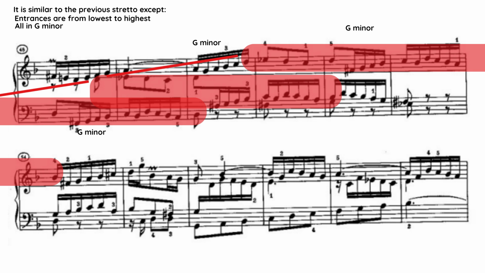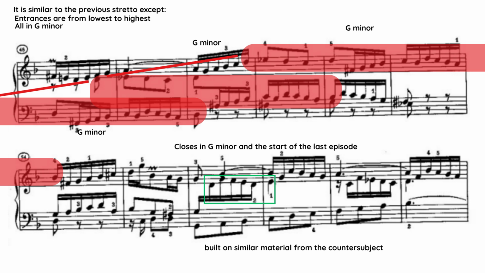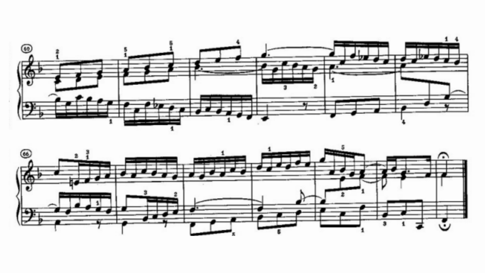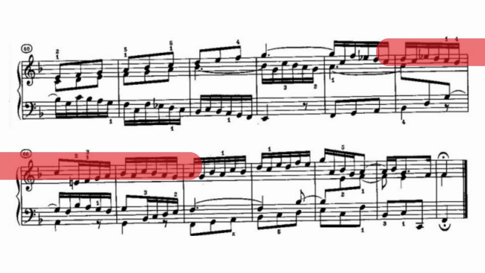By measure 55, it closes to G minor, commencing the third episode. In this episode, you can see that it is built on similar material from the counter subject and is imitated by the voices successively. In measure 64, we see the entrance of the subject in the treble where the first note is shortened and the next measure ornamented.